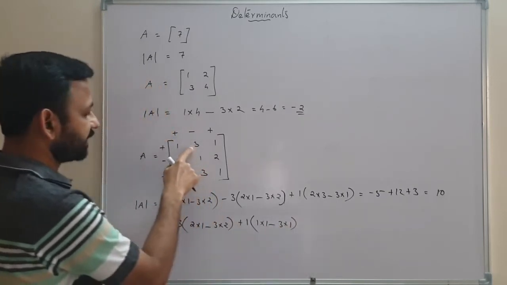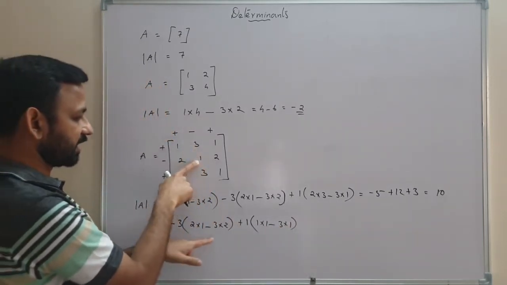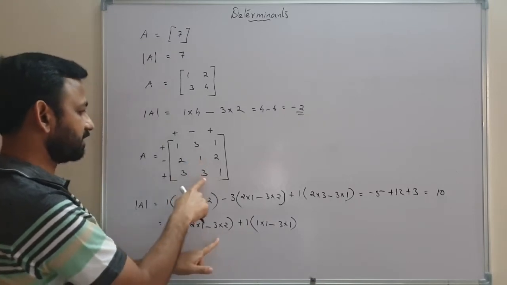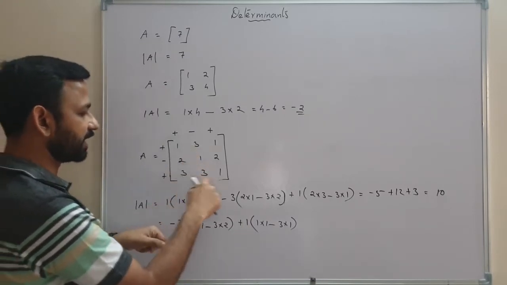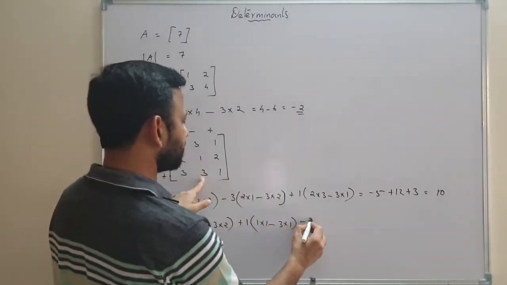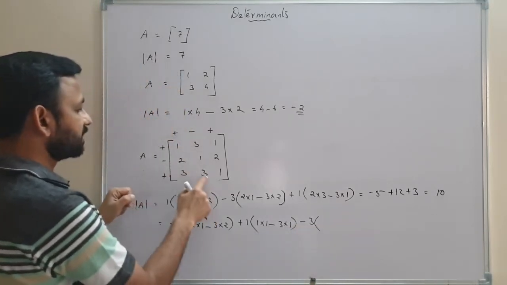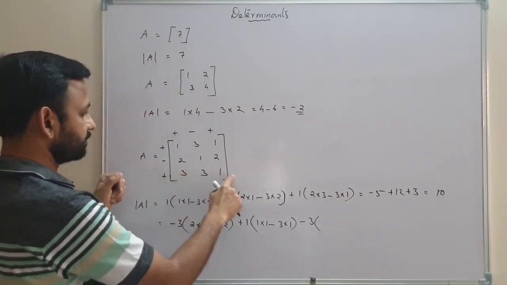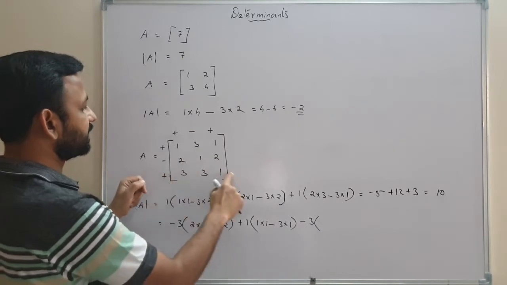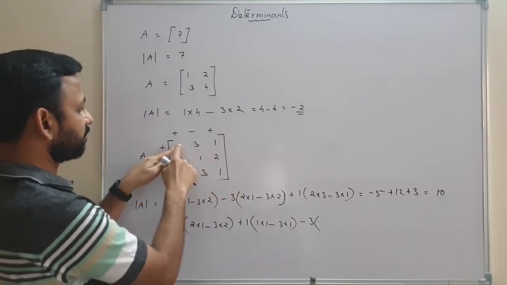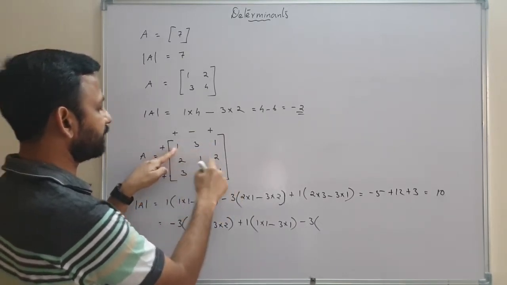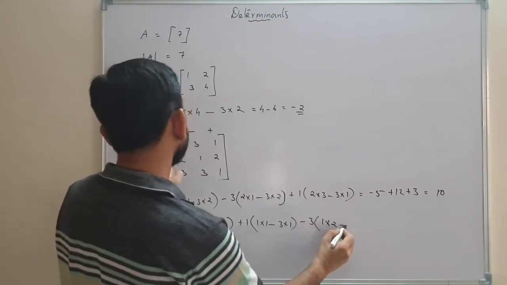Then negative sign, then the next sign is positive, then the next sign negative: negative, positive, negative. Then the number is 3, again in bracket. 3 is from the third row, 3 is from the second column. Delete, delete. Then 1, 1, 2, 2 remaining, 1 into 2 minus 2 into 1.